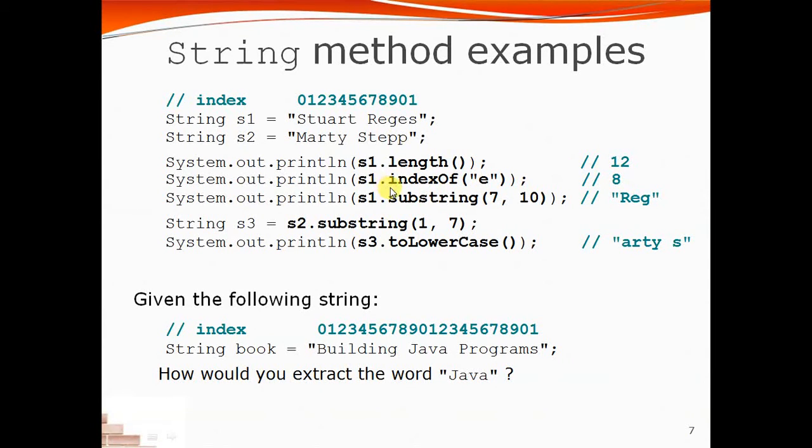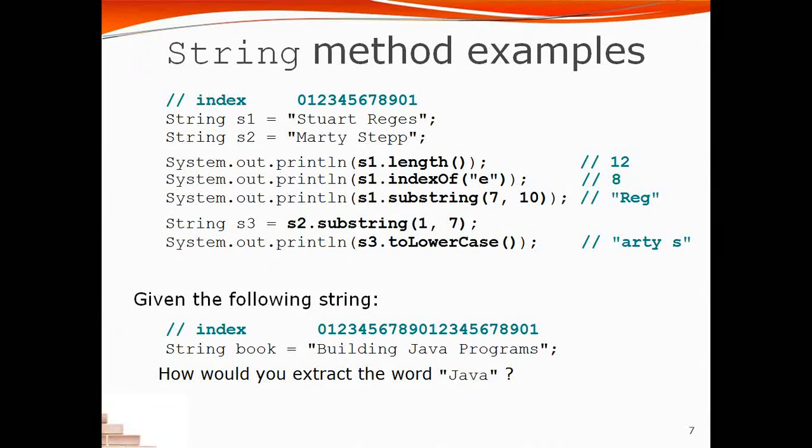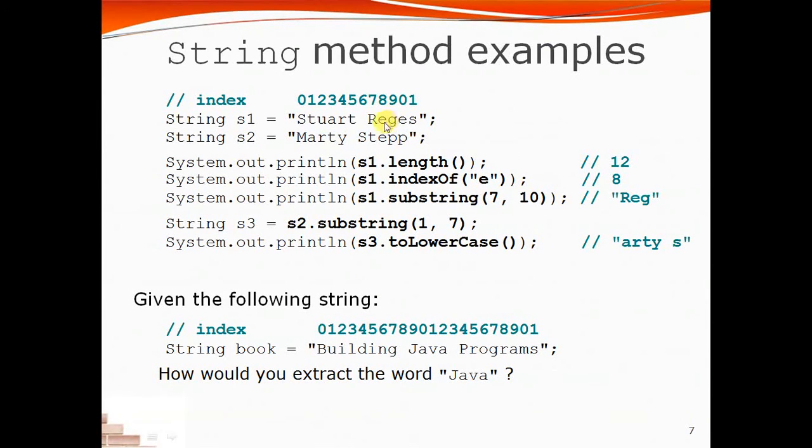So s1.indexOf e, from s1 that is Stuart Regis, what is the index of letter e? It will return the first index of letter e, which is 8. There is another e whose index is 10, but it will return the first encountered e. Okay, then s1.substring 7 comma 10. Substring 7, this is index 1, it is inclusive, so it will start picking up characters from 7 and go till 9, 7, 8, 9. So 7, 8, 9 will give us Reg. Okay, so 10 is exclusive here. So I think it is more clear to you with an example.